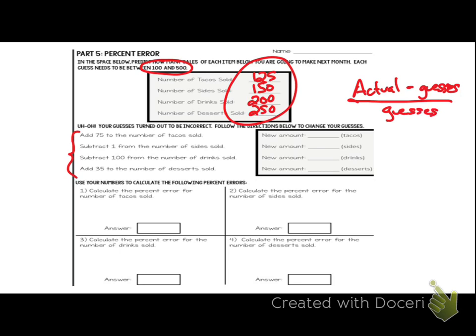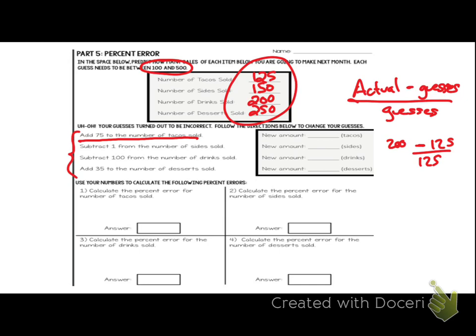So for the first one with the tacos, we thought that we were going to have 125 tacos. So this is our guesses right here, 125 over 125. However, it says add 75 to the number of tacos sold. So we're actually going to do add to the 125, which is 200. 125 plus 75 is 200. So when we plug this into the calculator, I would do parentheses, 200 minus 125, close out your parentheses, divide by 125. So your percent of error is 0.6.